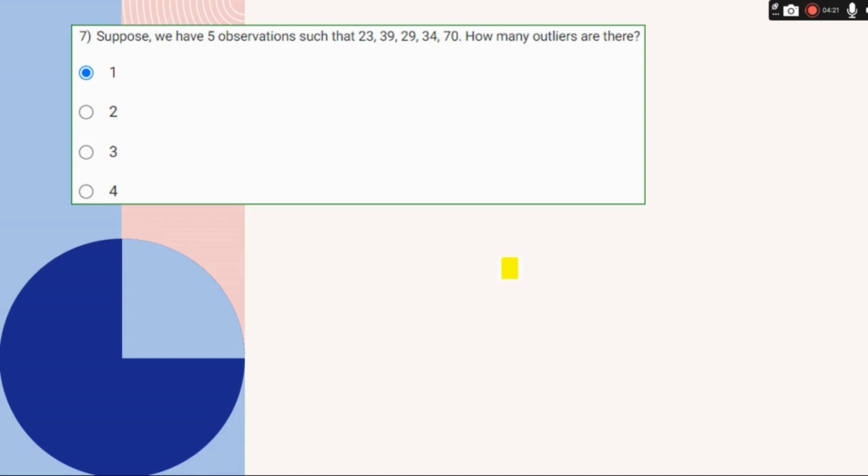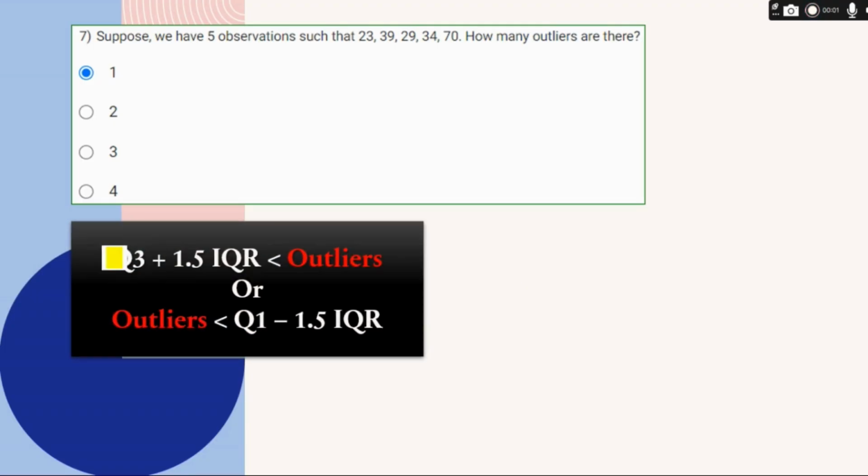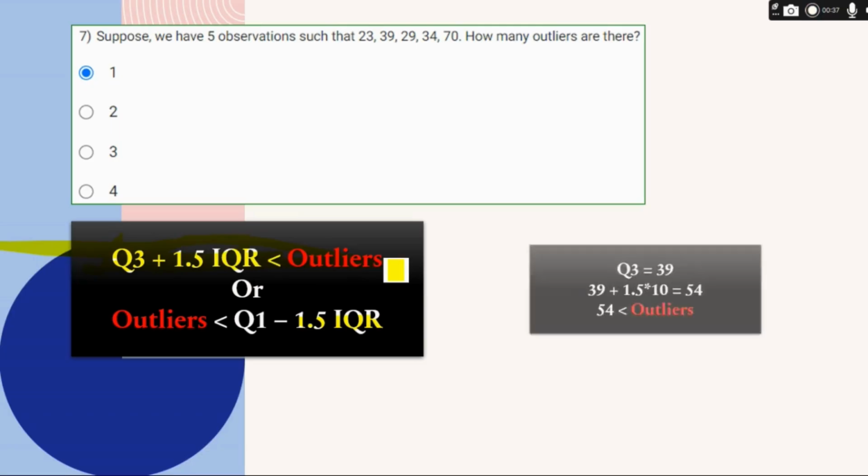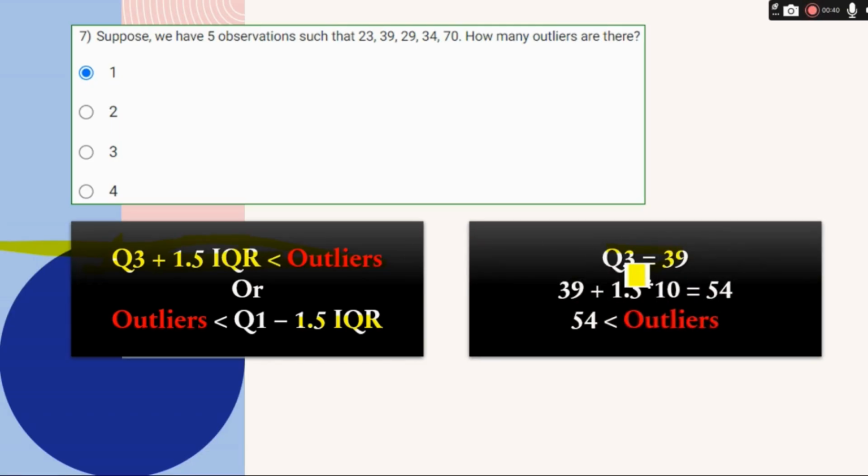In this question, we have to find how many outliers there are. The outliers are the highest or the lowest values of the data. This is a very important formula. You should remember this too. In this question, we just have to use this formula. Our Q3 is 39 and our IQR is 10, which we found in our previous question. So we will get 54. Basically, any value greater than 54 will be our outlier. In this case, that is 70. So our number of outliers is 1.